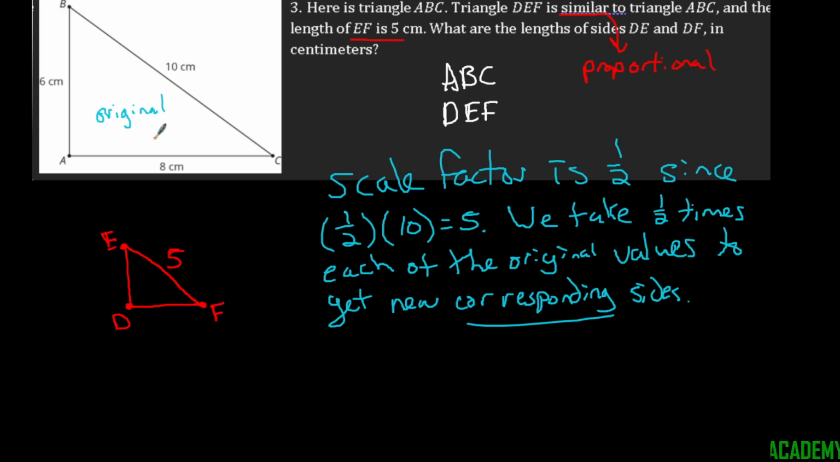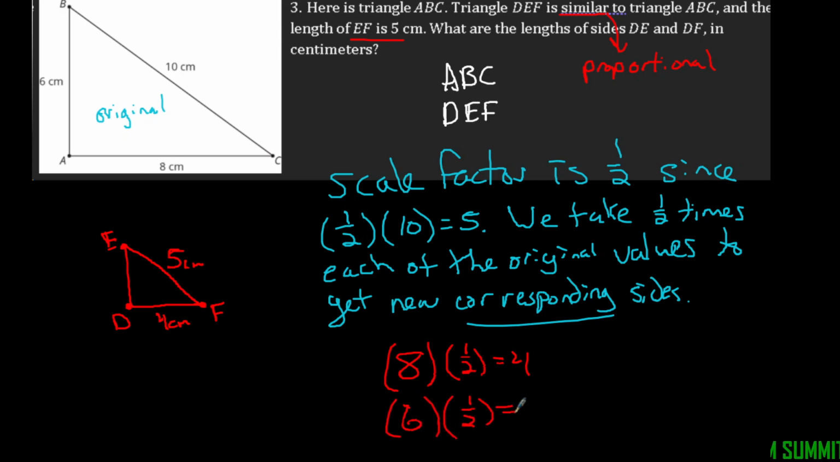So if we take 8 times 1/2, it's going to be equal to 4. So that's going to be 4 centimeters. And the other one is 6, so 6 times 1/2 is going to be equal to 3. So this other side, DE, is going to be 3 centimeters. Try writing that again, 3 centimeters. All right. Moving on to the last one.